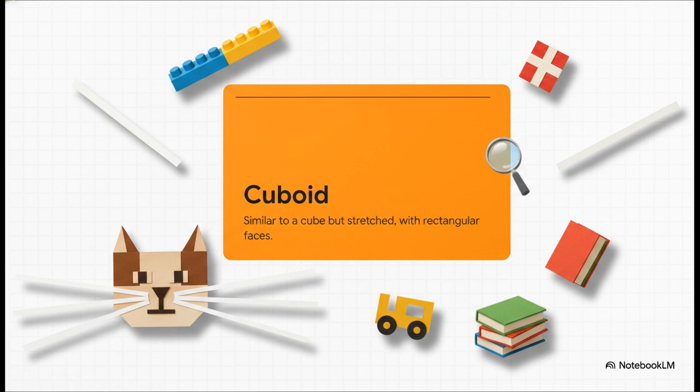Next up, we have the cuboid. Think of it as the cube's longer, sort of stretched out cousin. Instead of just squares, its faces are rectangles. The source text notes how a cuboid is absolutely perfect for drawing a cat face with long, stretching whiskers. It provides that essential length that forms the core of so many everyday objects and animal bodies.